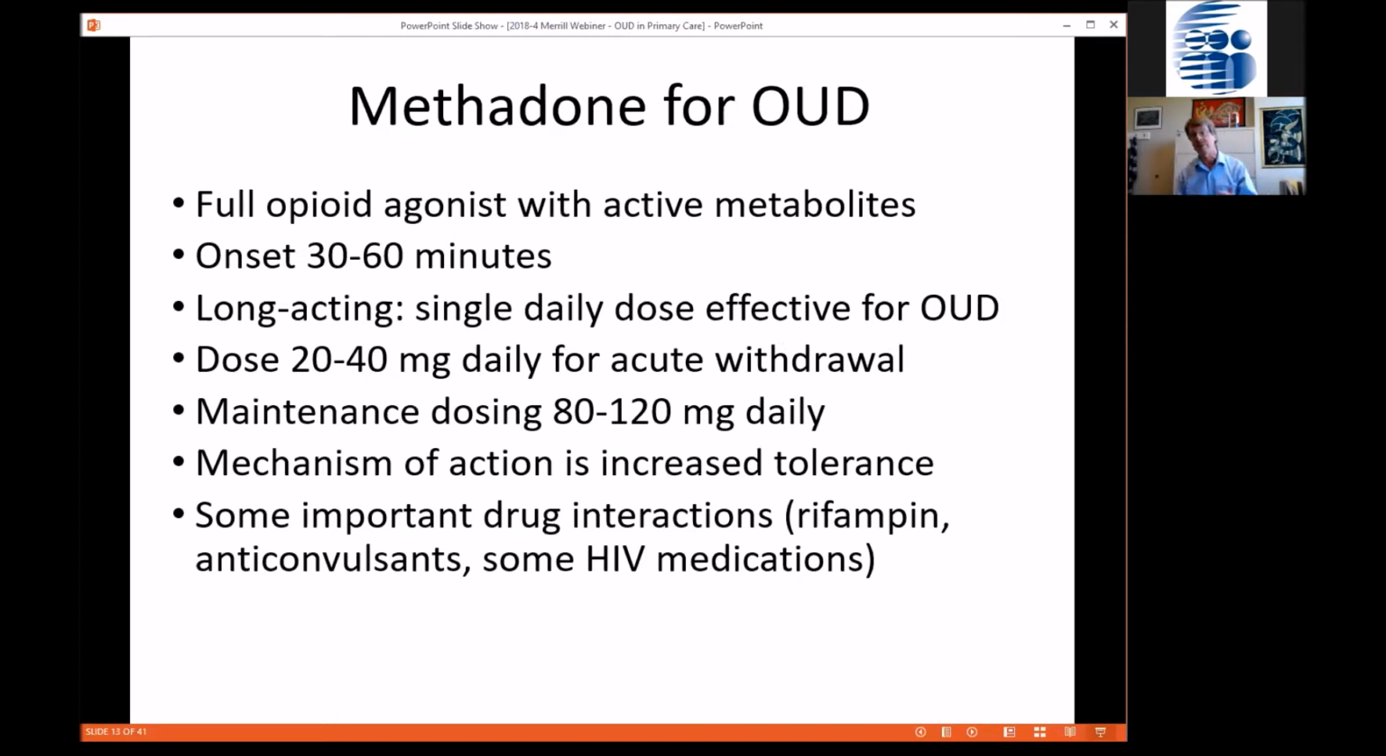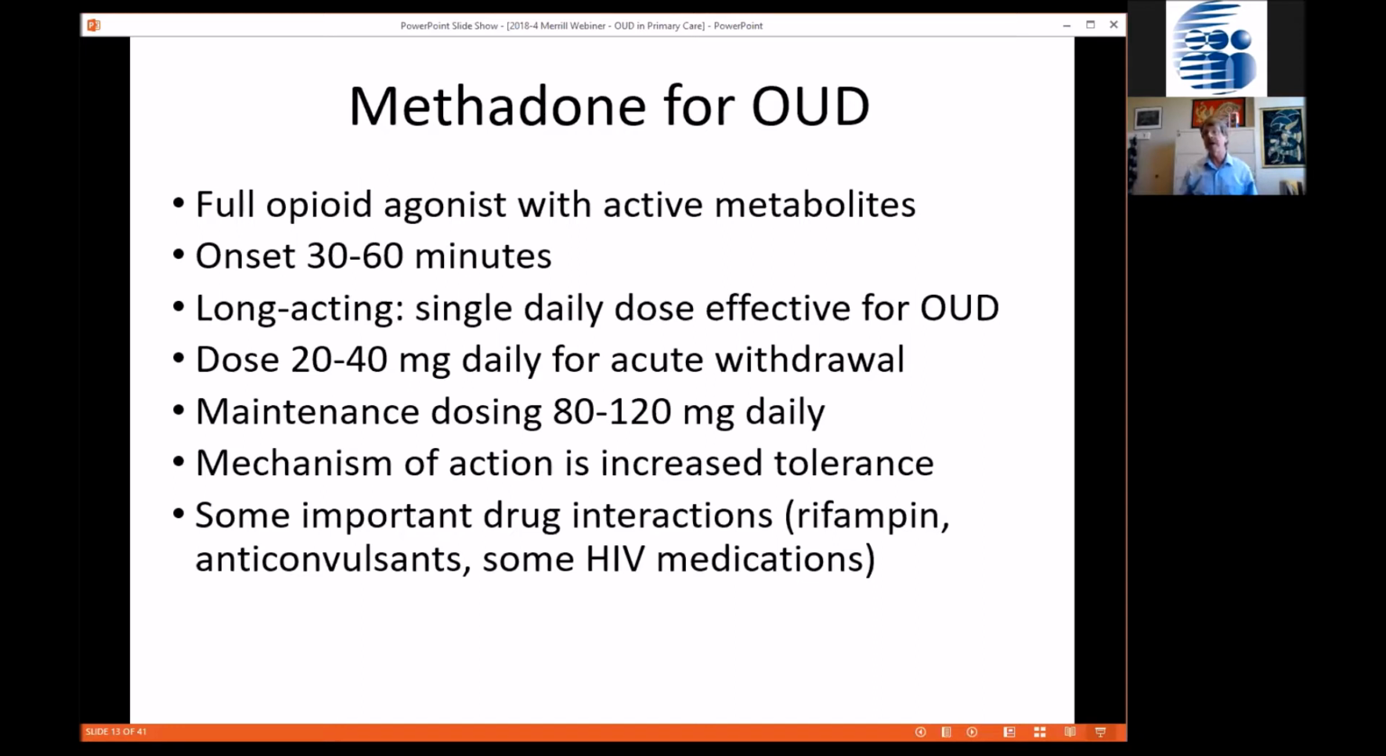If you're trying to treat someone in acute withdrawal, say in the hospital setting, usually a dose of 20 to 40 milligrams will work, but that's not a maintenance dose. Usually maintenance dosing is 80 to 120 milligrams, and that's the dose that's required to really cut craving and get people to stop using opioids. It's extremely effective at doing that. The mechanism for how methadone works is it increases your tolerance a lot. So taking heroin doesn't really do much in terms of adding to the effect. So people don't tend to use.